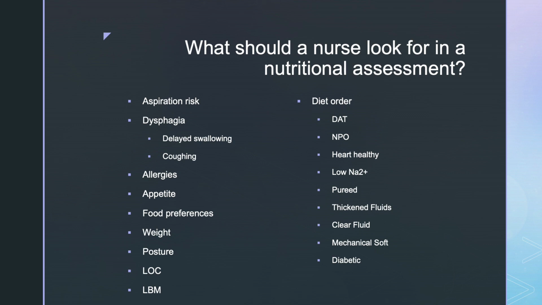Thin fluids can sometimes cause a high risk of aspiration for patients, and so we give them thickened fluids. Clear fluid would be for patients that are ordered a clear fluid because they might have pancreatitis, or they might be preparing for surgery. Clear fluid is any fluid that you can see through. So apple juice is considered a clear fluid, water, simple soup broths, that kind of thing.